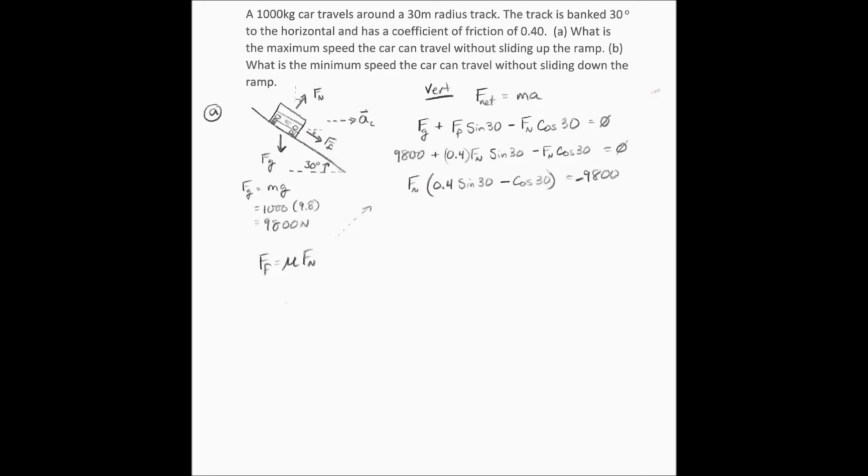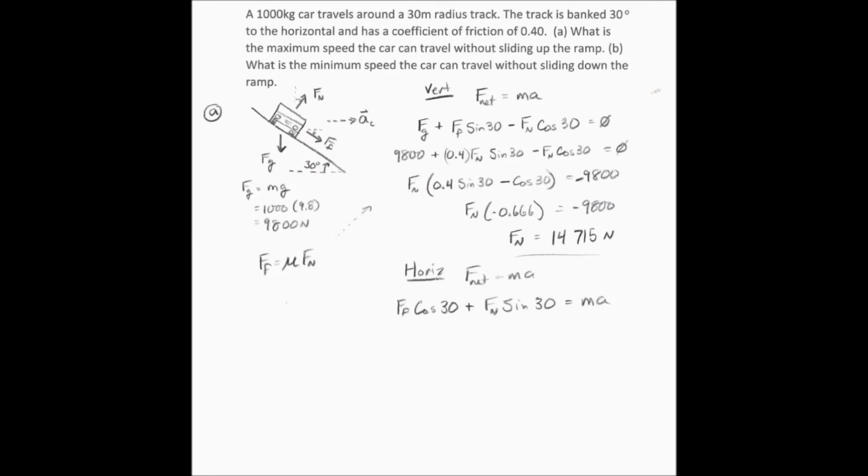We can factor out our Fn. Fn times (0.4 sine 30 minus cos 30) equals, if I bring the 9,800 to the other side, negative 9,800. And so we're going to have a negative sign on both sides, giving us a positive final answer, where Fn equals 14,715 newtons of force.